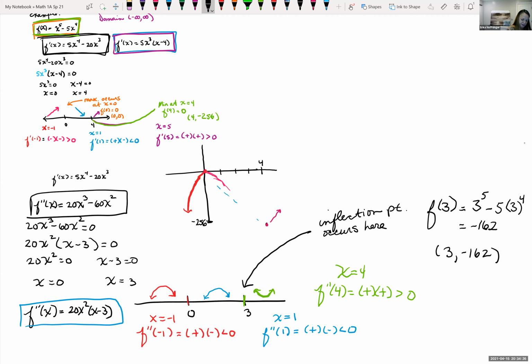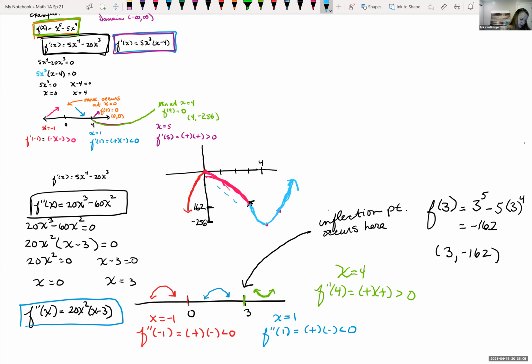Okay, so this was 256. I'm just going to estimate right here. At x equals 3, this is negative 162. So that's where it's changing concavity. We're still concave down here, trying to make it look concave down. And then we're changing to concave up, still decreasing. And then we're changing direction here, and it's always going to be concave up.